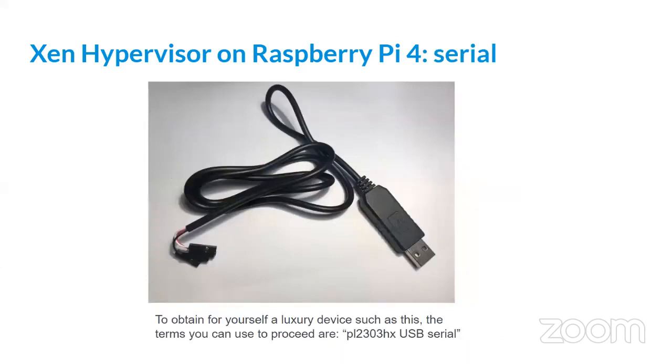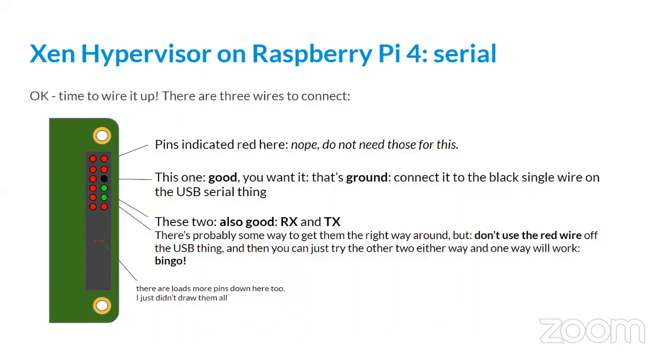So the correct thing to do is to engage use of a serial port. You can purchase one of these exciting devices for a small amount of money on a popular auction site, and then you plug it into your Raspberry Pi 4. These are the pins that you need. You only need 3 wires to connect: the ground, and then the receive and transmit.